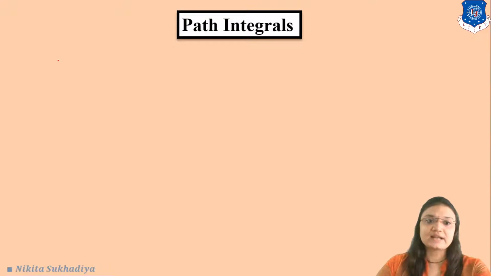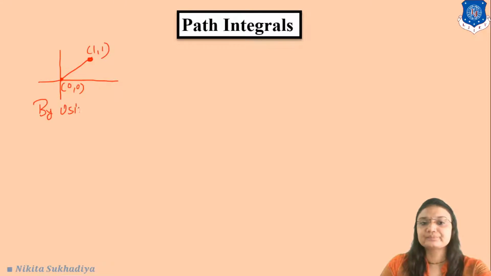In line integration you are given 2 points. For example, these are 2 points, and by joining these 2 points you get one line. By using the line joining equation, you can easily solve this integration.